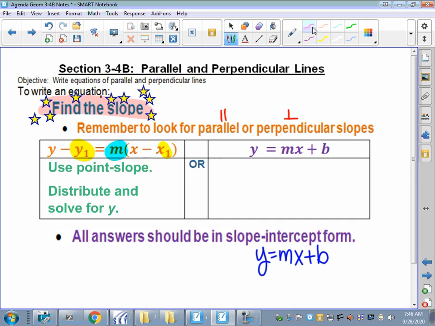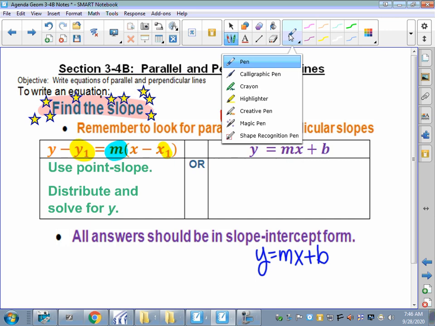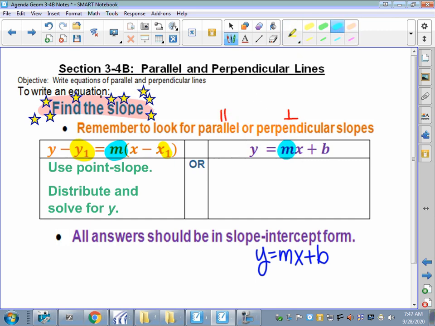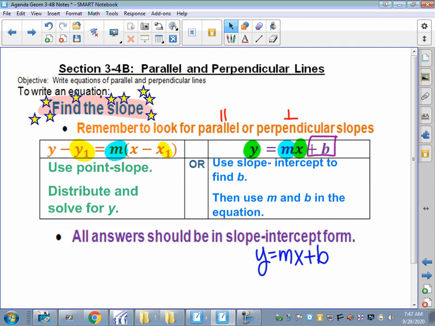Y equals mx plus b is slope-intercept form. So we do something similar. We'd plug in the slope, and then we'd plug in the ordered pair x, y. So we put it in place of that. If we do that, that means that we are figuring out what b is. Once we know b, we can go back to putting variables in the variable spot, and we'll put in the m and the b. So you use slope-intercept form to find b, and then use m and b in the equation. X and y go back to being variables. For some people, that's a little bit more confusing.